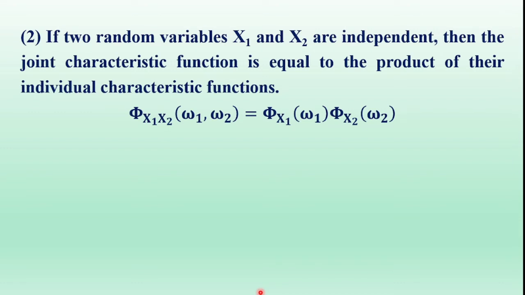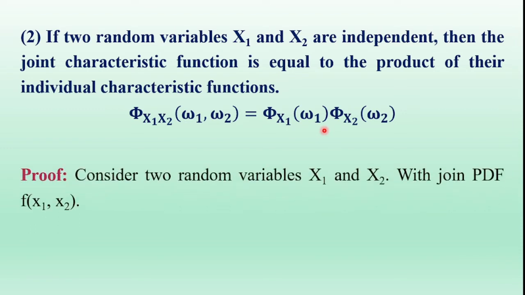Second property: if two random variables x1 and x2 are independent, then the joint characteristic function is equal to the product of their individual characteristic functions. That is, Φ_x1x2(ω1, ω2) = Φ_x1(ω1) · Φ_x2(ω2). So next, coming to the proof.